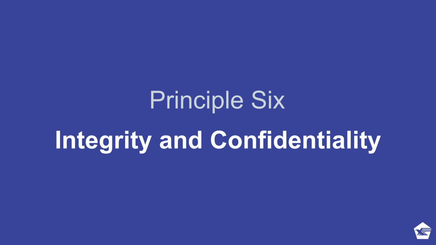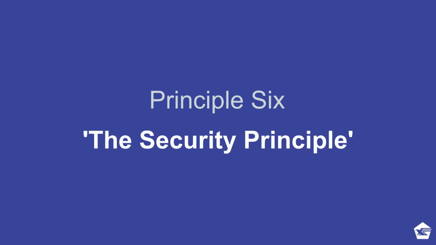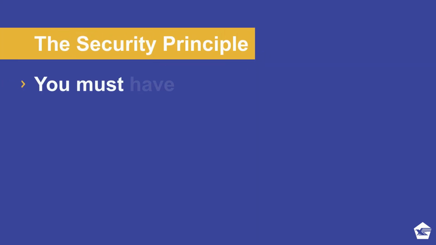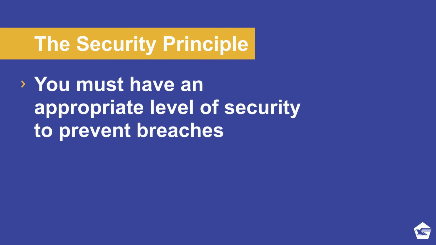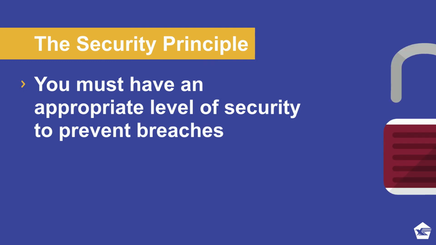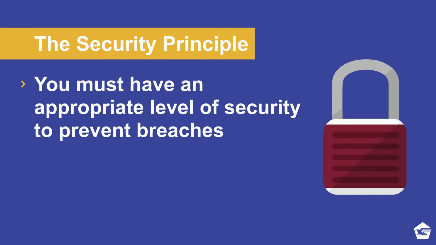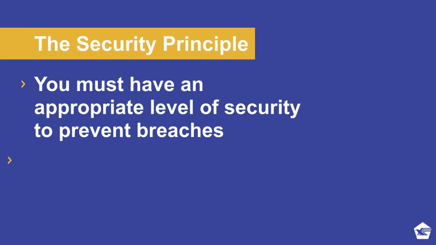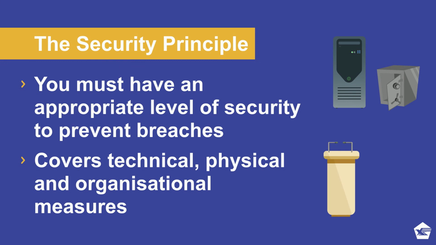And the final principle is the integrity and confidentiality principle. This is commonly called the security principle, and it means that your organisation is required to have an appropriate level of security in place to prevent the data you hold being accidentally or deliberately compromised. This covers technical, physical and organisational security measures.